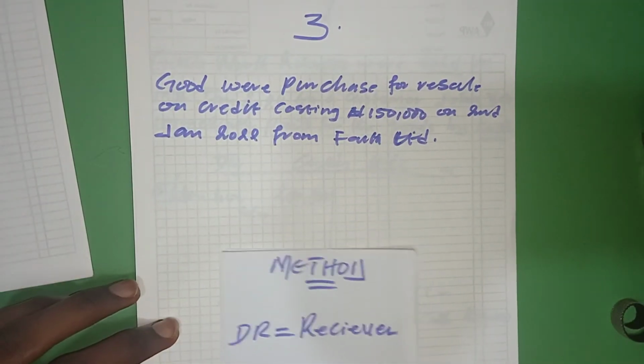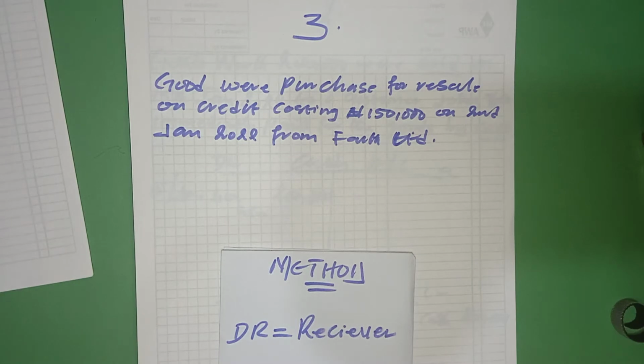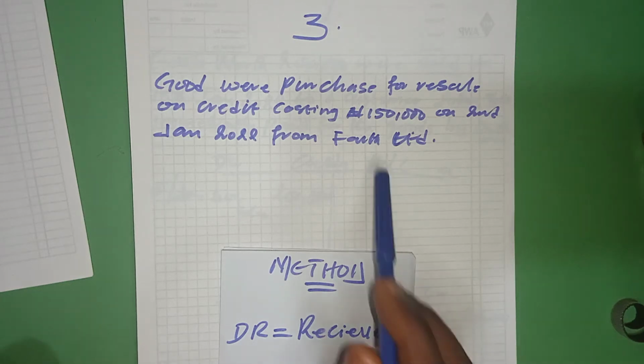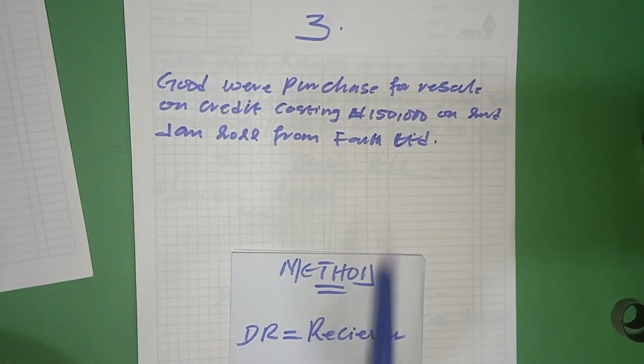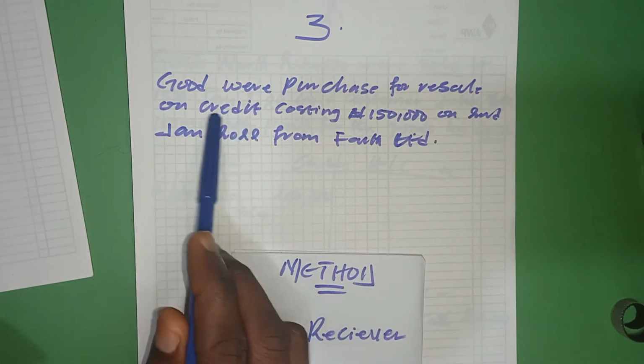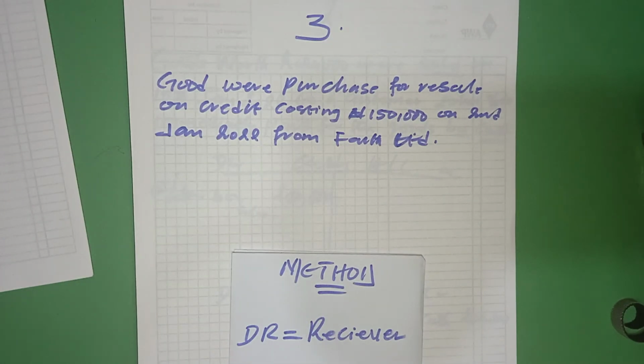Now, goods were purchased. Who purchased the goods? I purchased the goods. I say always put yourself as the owner of the company. I purchased the goods. Who did you purchase the goods from? Faith Limited. Mind you, these goods were purchased on credit. That's another thing.